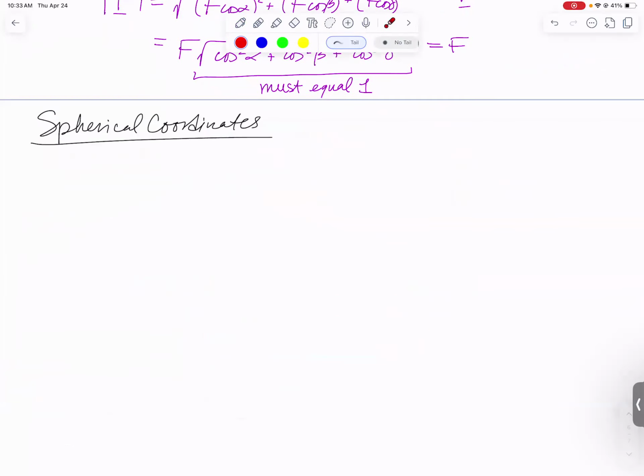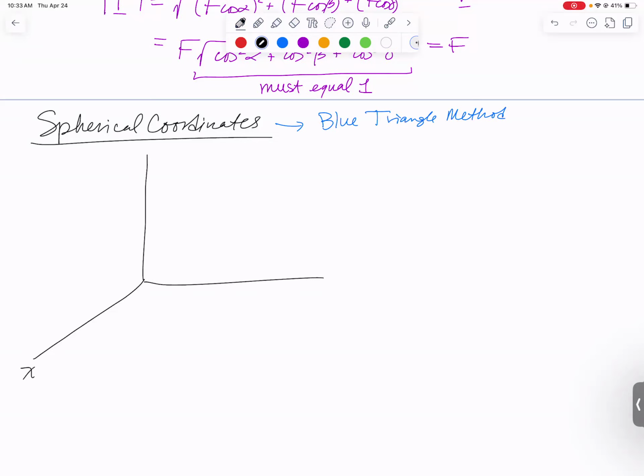All right, let's do spherical coordinates next, which I have also heard called the blue triangle method. You draw a picture: x is coming at us, y to the right, and z is up that way. In this case, let's say I have a force vector F, and let's drop a vertical straight down into the XY plane, drop a perpendicular down. What we are sometimes given are these two angles.